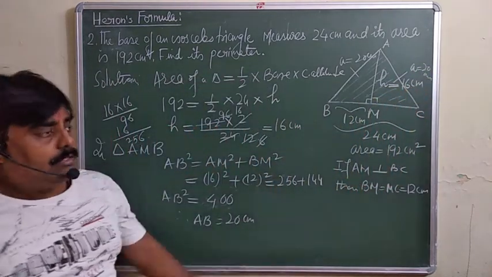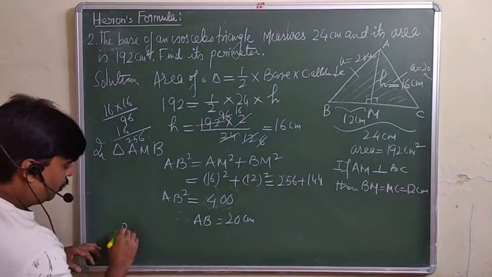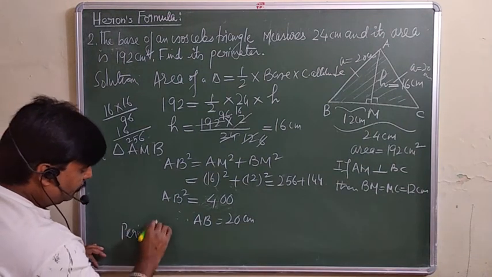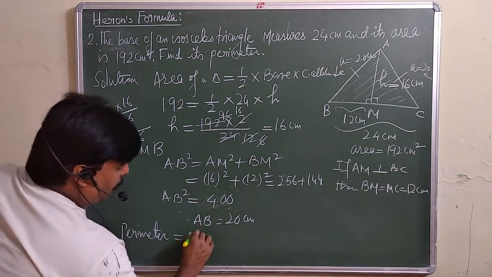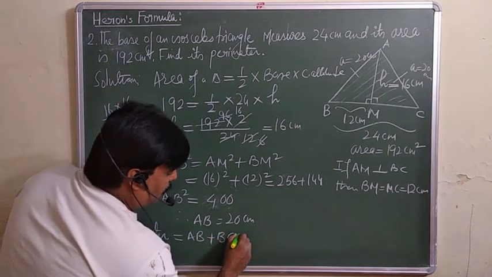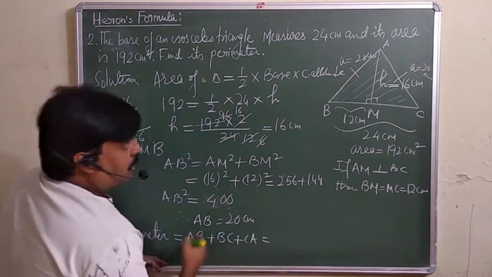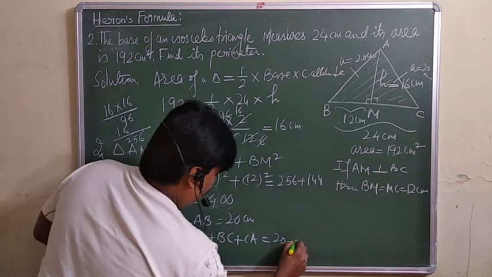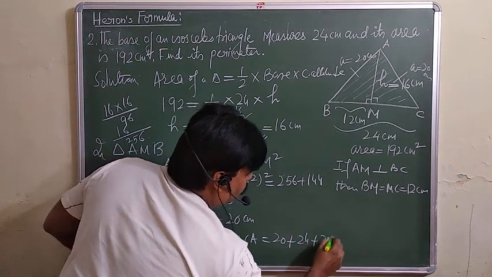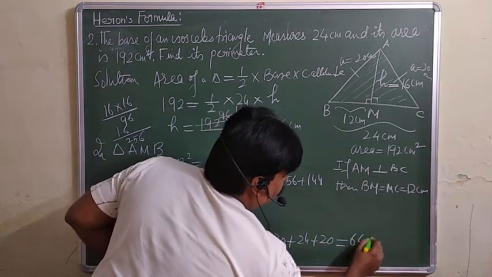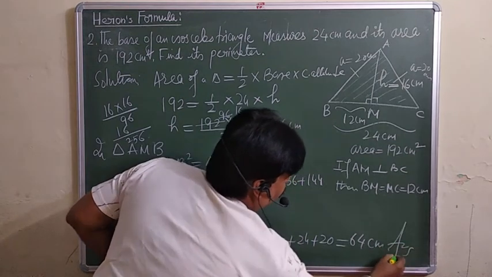Now you can find out the perimeter. So perimeter will be equal to what? Sum of all the sides. Perimeter is equal to AB plus BC plus CA. That is AB is what? That is 20, BC is 24 plus 20, so that is 64 centimeter. And this is your answer. Have a look.